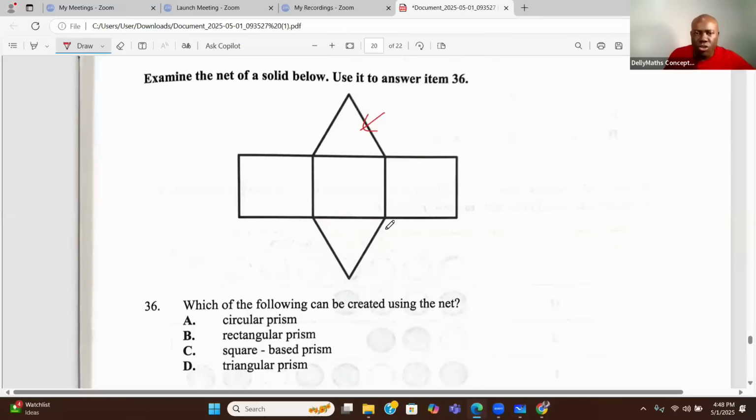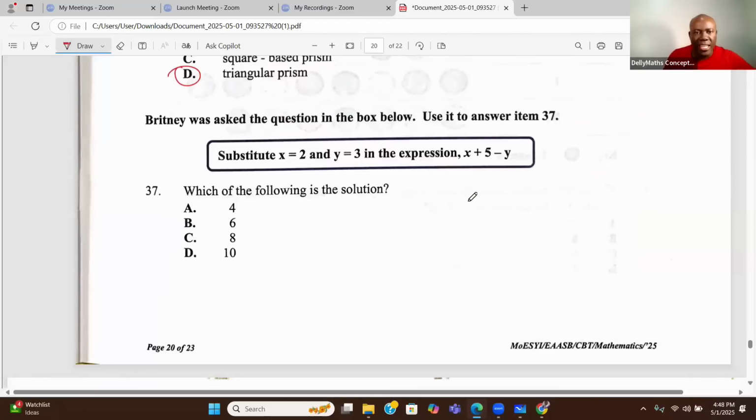This is a triangular prism. Triangular prism. The twin faces are triangles. The rest of the faces are rectangular. Triangular prism is it. Now let's take a look at this.